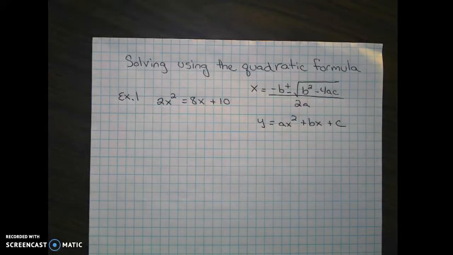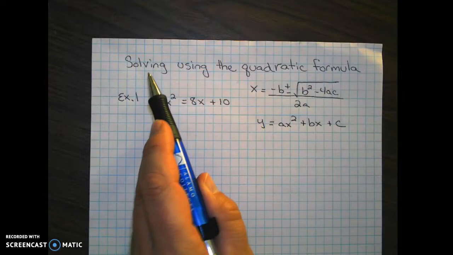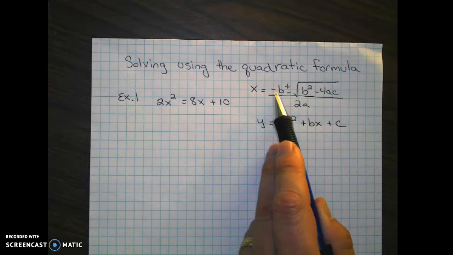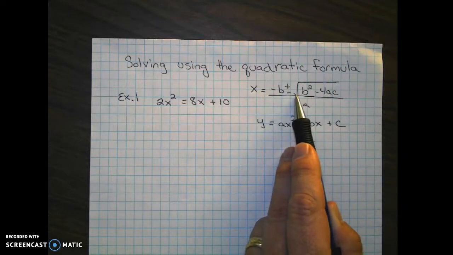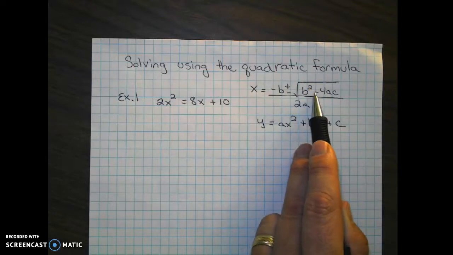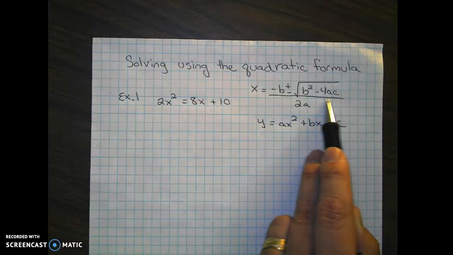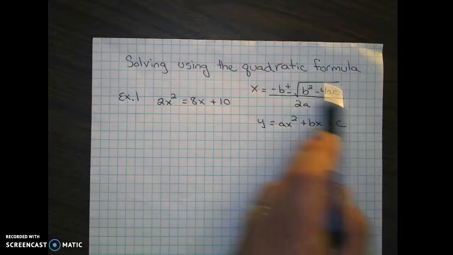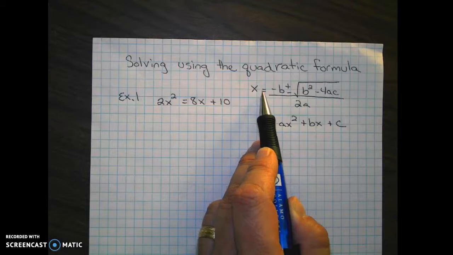Okay, tonight we're going to look at solving a quadratic equation using the quadratic formula. So you're going to want to pause this video and write down the formula. X equals negative b plus or minus the square root of b squared minus 4 times a times c, and that's all divided by 2 times a. So this is the formula that's going to get you the solutions to a quadratic equation.